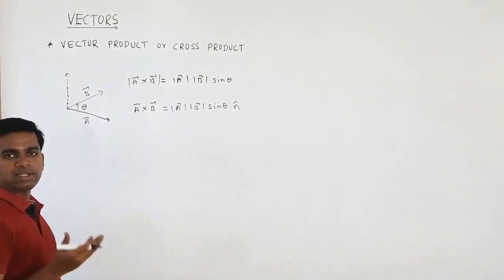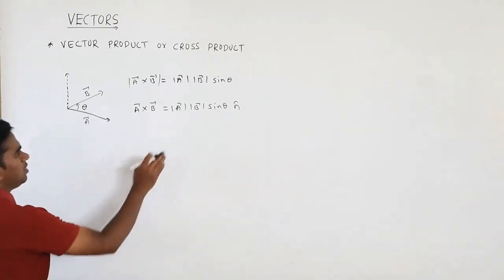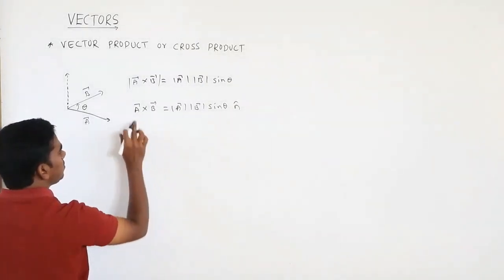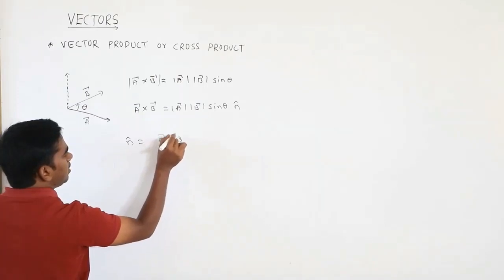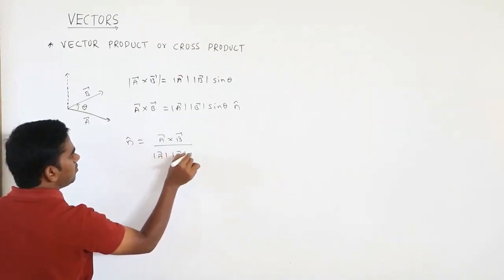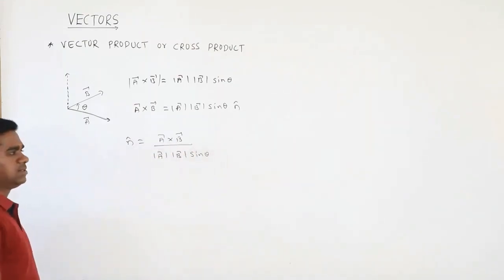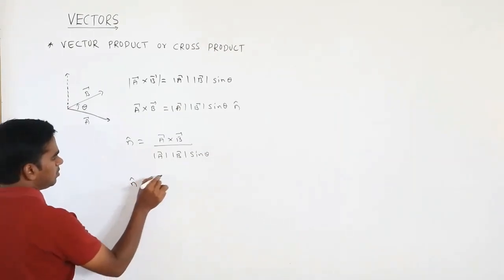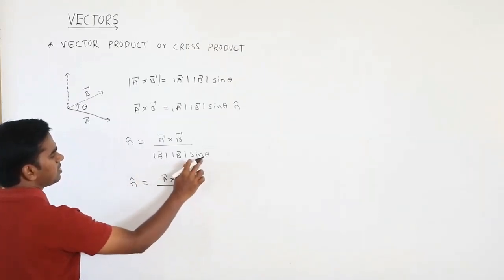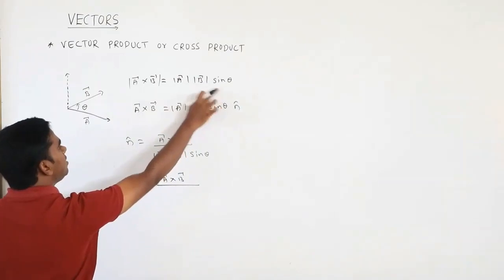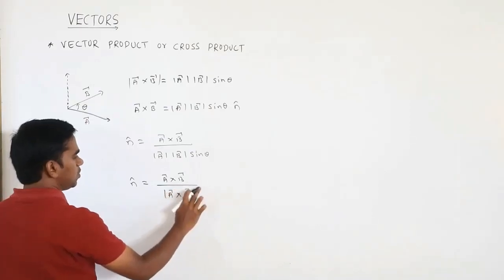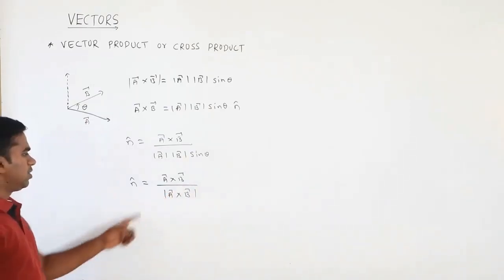Unless n cap is mentioned, this will not become a vector. But our result is a vector. So you can write a formula for n cap also. n cap equals vector A cross vector B divided by magnitude of A, magnitude of B, sine theta. Magnitude of A, magnitude of B, sine theta is nothing but the magnitude of A cross B. So this will also give you the n cap.